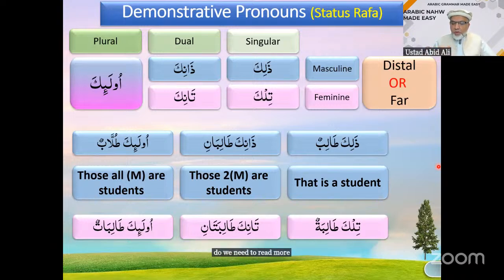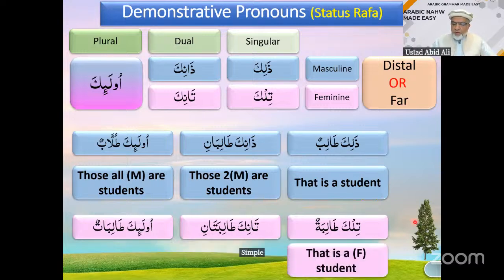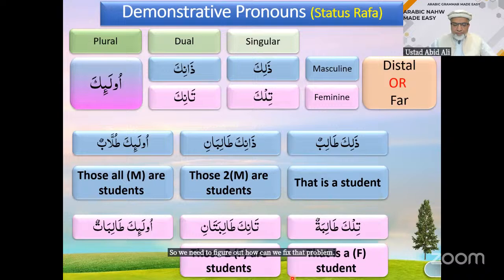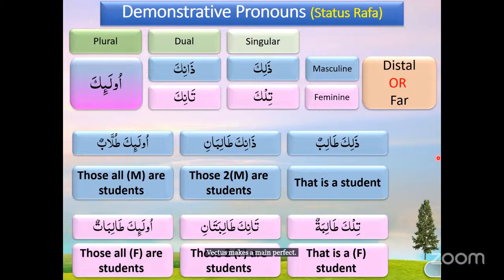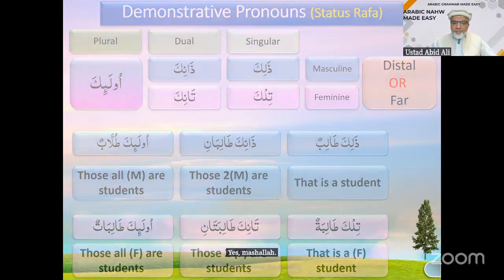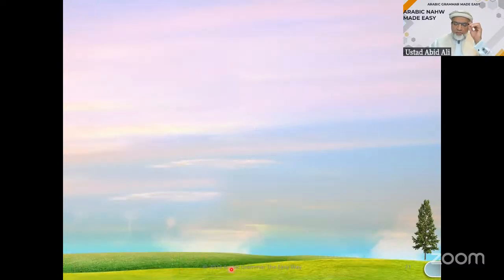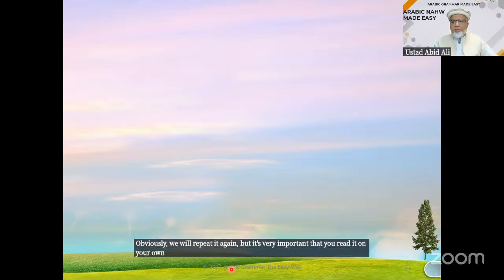Do we need to write more? Do we need to look at it more? Because I'm asking similar types of questions, and people are still stumbling on these simple details, right? So we need to figure out how to fix that problem. Now, practice makes a man perfect. Yes, mashallah, jazakallah khair. Okay, so we have covered a lot of information about the Ismul Ishara. If you're still confused, obviously we will repeat it again, but it's very important that you read it on your own. Maybe you write it down and practice a little bit.